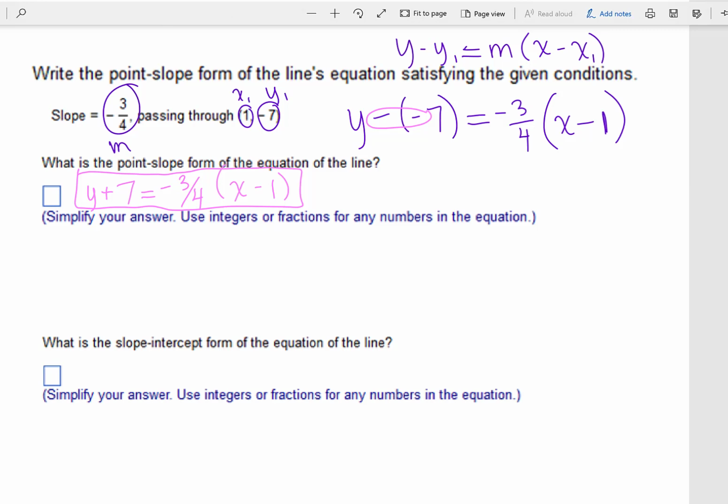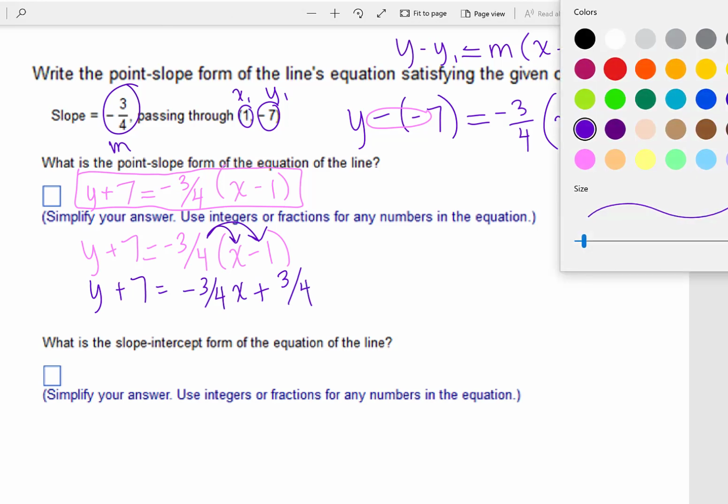Then we'll go on to do the slope intercept form of the equation. So I'm going to drop down the point slope form. Oh, don't forget your negative, that'll change things. And now we start distributing things, right? So now I'm going to simplify the right side of my equation by distributing that -3/4. -3/4 times -1 would give me a +3/4. And then I'm going to subtract 7 from both sides.